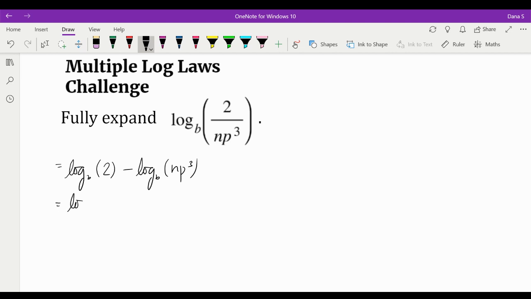Within the second logarithm, we actually have a product. So I'm going to put brackets around this logarithm, and I would get log base b of n plus log base b of p cubed. Close the bracket.